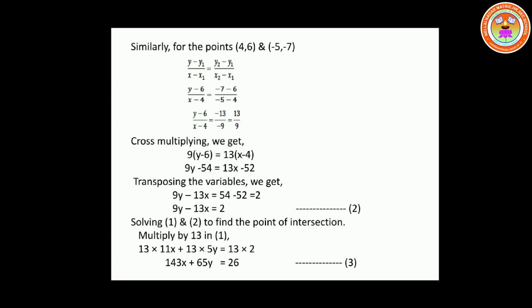So 13 into 11, when you multiply, the answer is 143 with the x, plus 13 into 5 is 65y, that is equal to 13 into 2 is 26. Now I have another equation with x and y, that is 143x plus 65y, that is equal to 26. Now mark this as a third equation.